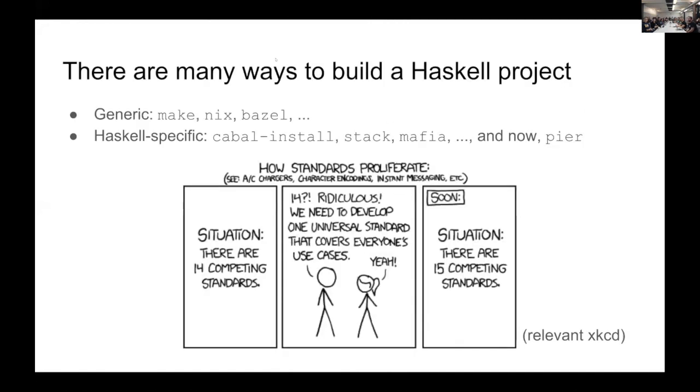So there are many ways to build a Haskell project. There are generic solutions like Make and Nix and Bazel, which is a project that Google open sourced. And there are also Haskell-specific ways, like the two most well-known ones, Cabal Install and Stack. But there are also some lesser-known ones like Mafia, which was developed at Ambiata. And so now there is this one here.